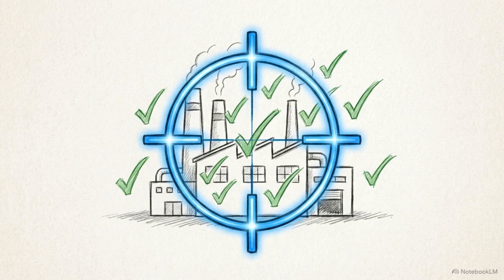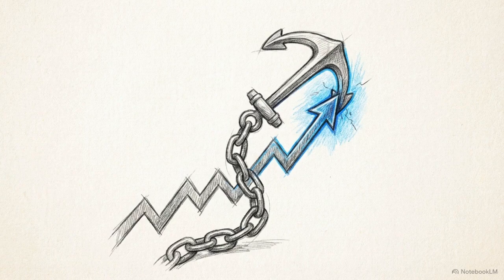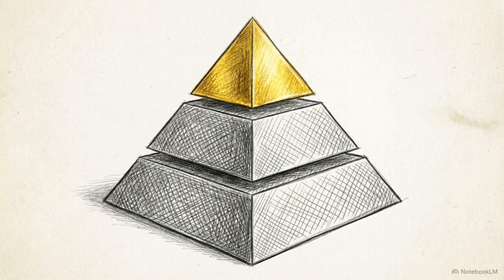RFM data allows you to focus your outreach on companies that have already demonstrated the behaviors you're looking for. It anchors your sales efforts in historical patterns rather than speculative interest. We will organize our data into 3 tiers. Tier 1 consists of your whales, the highest value accounts in the database.